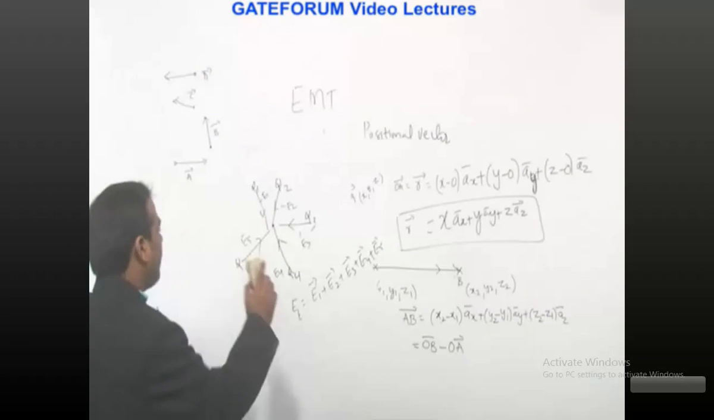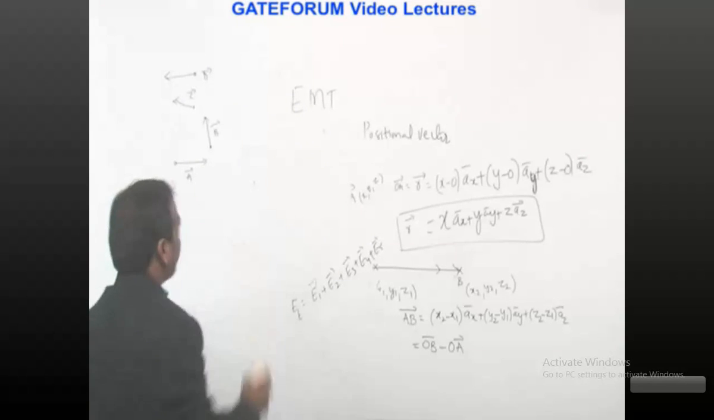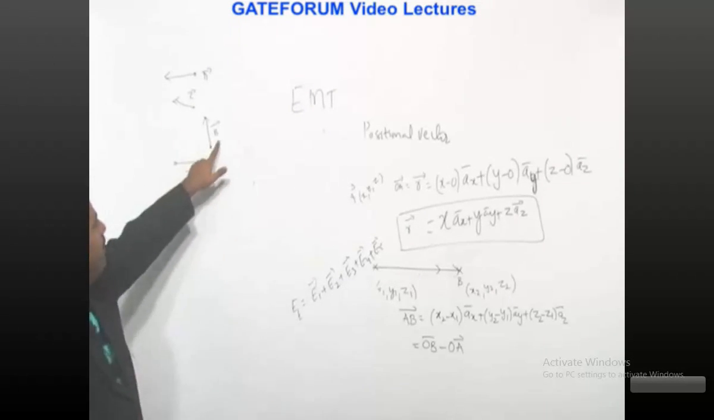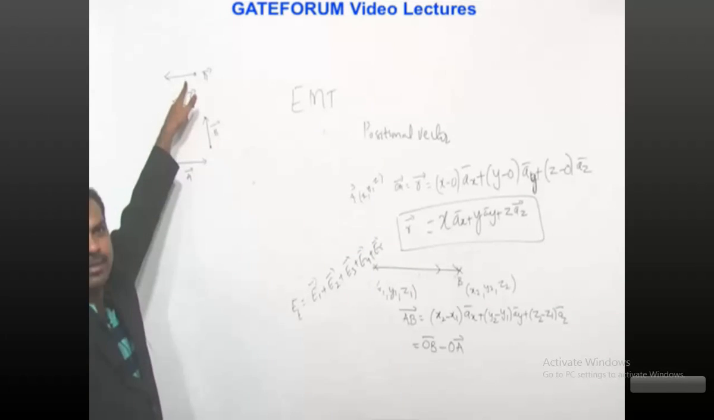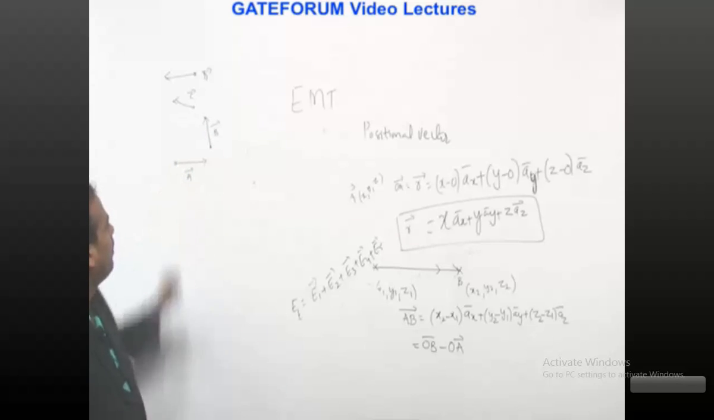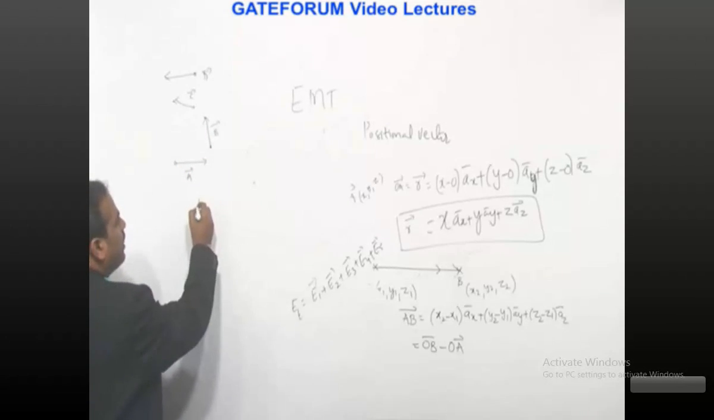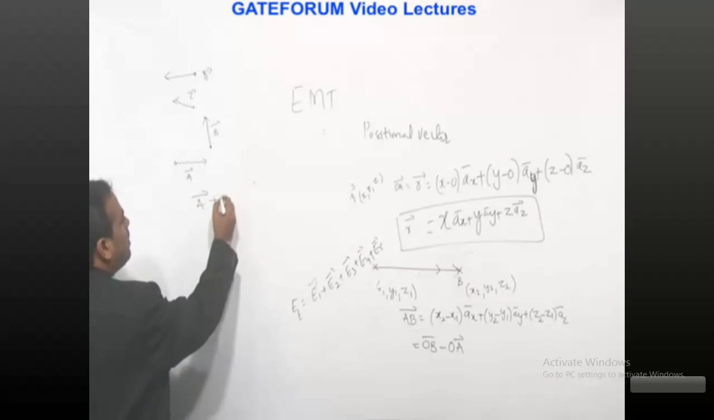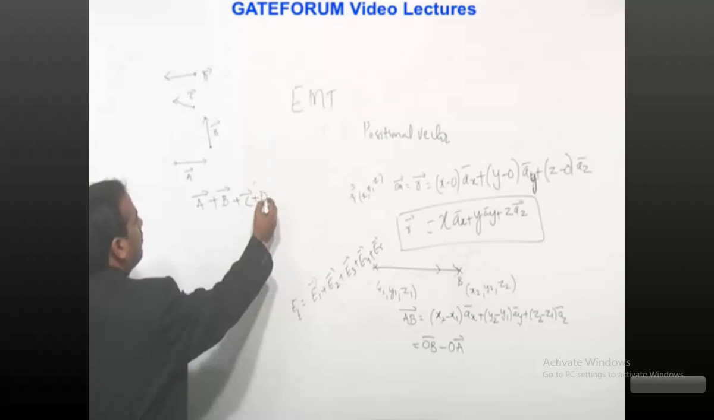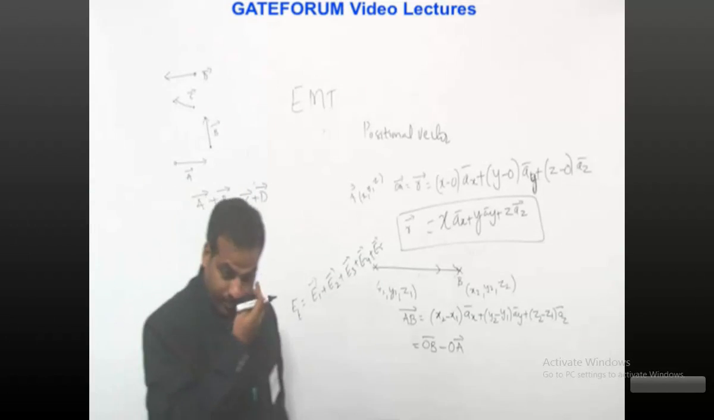Now let us see how to add these vectors. I have taken four vectors here: A bar, B bar, C bar and D bar. I have to get the final result, the resultant vector, which is the sum of all these: A bar plus B bar plus C bar plus D bar. I need the sum of these four vectors.